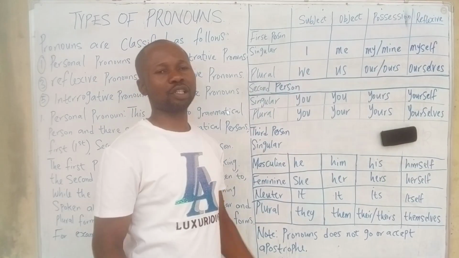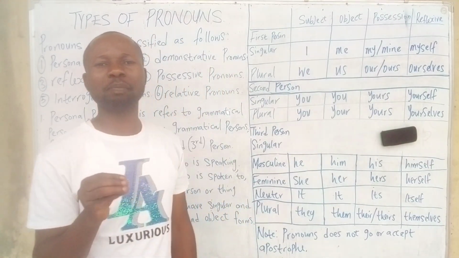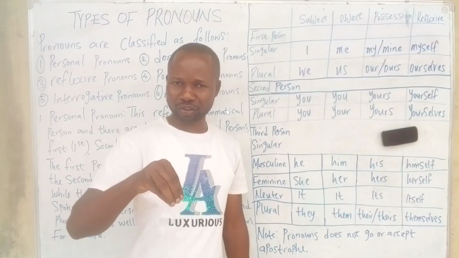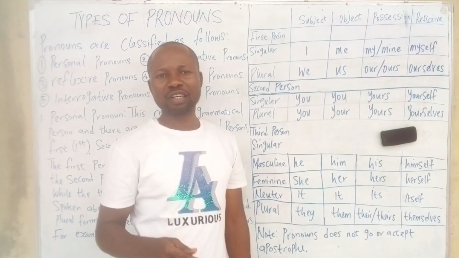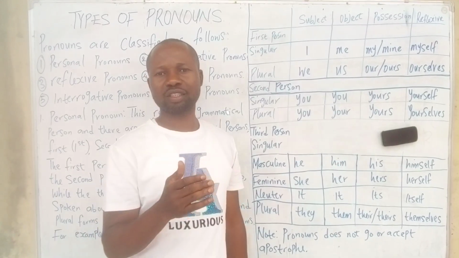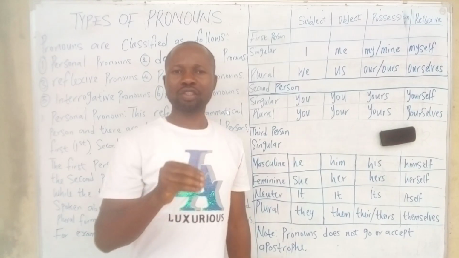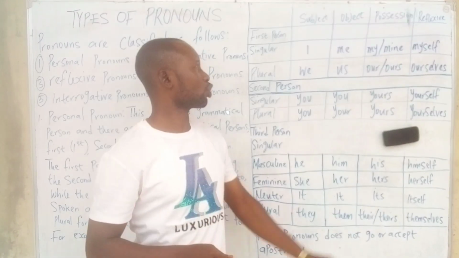When we talk about subject, subject simply means the doer of an action in a sentence. Let's say now, John killed the lion. John is the doer, which is what? The subject.